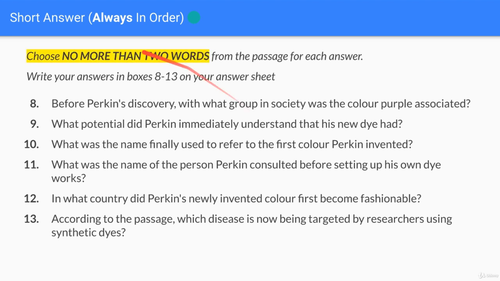In this case, you can see that the question is asking you to write no more than 2 words. So write 2 words or less, but not more than 2. And of course, this is the answer that you're going to be writing in your answer sheet. So that's how you identify the short answer question type. It's going to ask you to write the correct answer, which is going to be a short answer, only 1 or 2 or maybe 3 words.